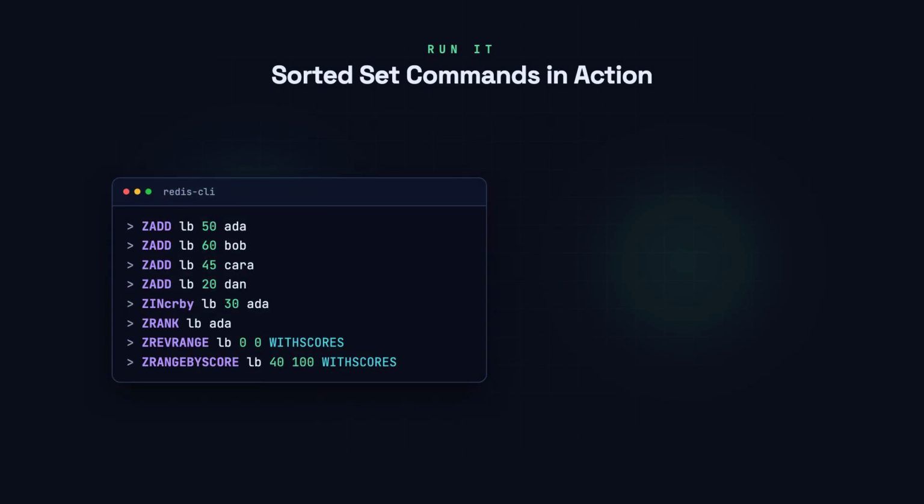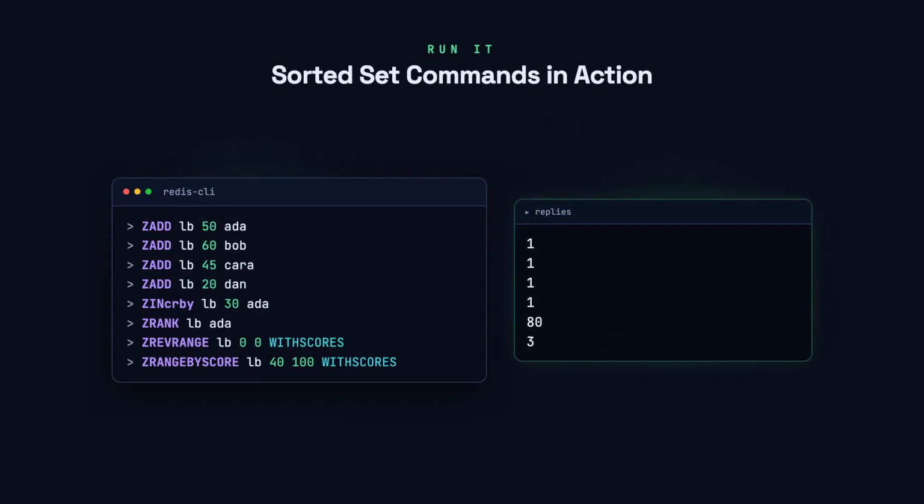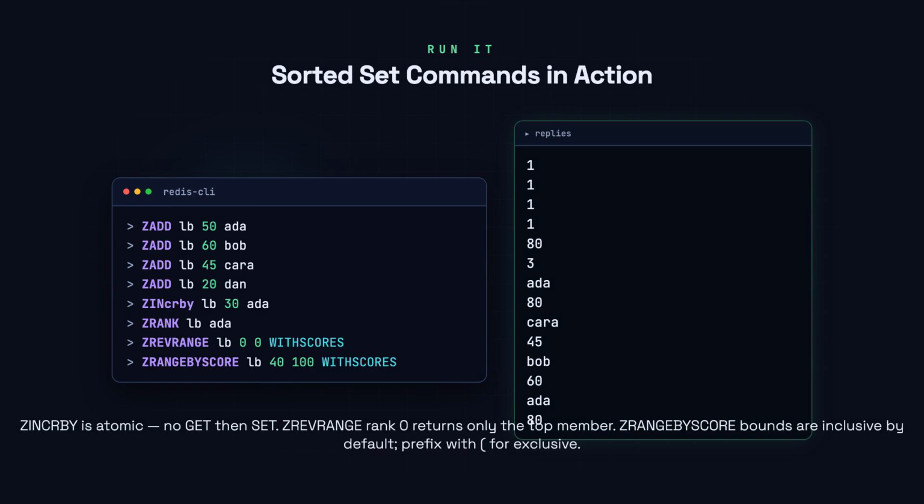We add 4 players, then use ZINCRBY to atomically add 30 to Ada's score. ZRANK shows her position from the bottom, ZREVRANGE gets the current leader, and ZRANGEBYSCORE returns everyone between 40 and 100.